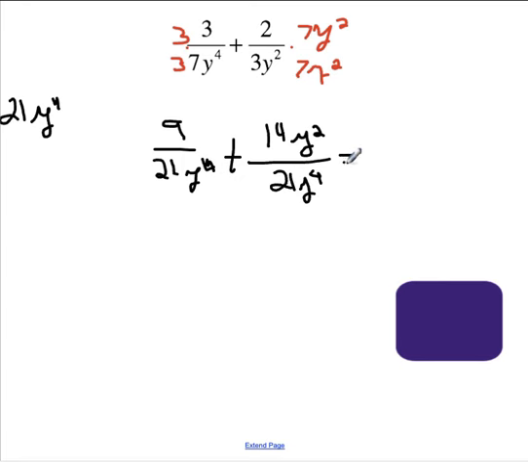Now I combine numerators because I have common denominators. You can't add these, they're not like terms. I'm going to go ahead and put it in the correct order: 14y squared plus 9 in the numerator and 21y to the 4th in the denominator.